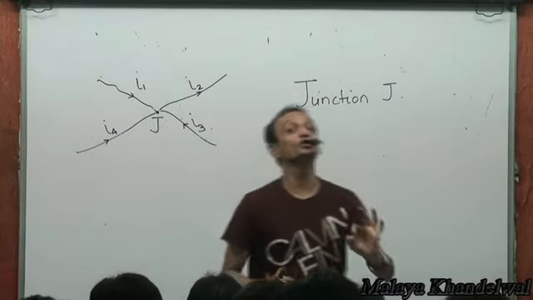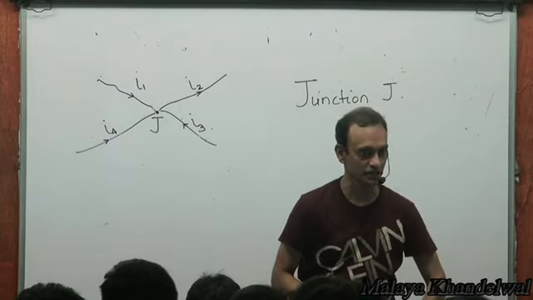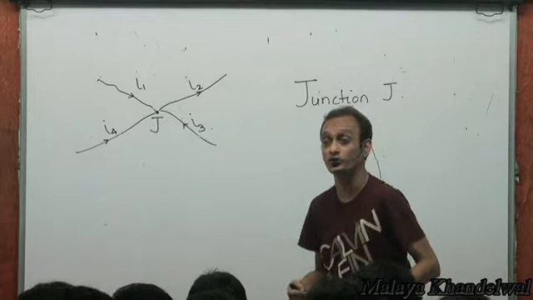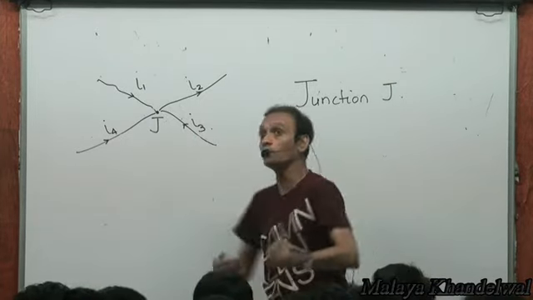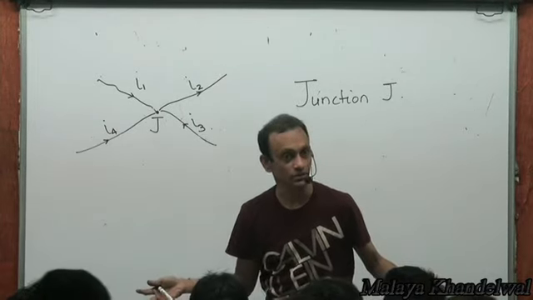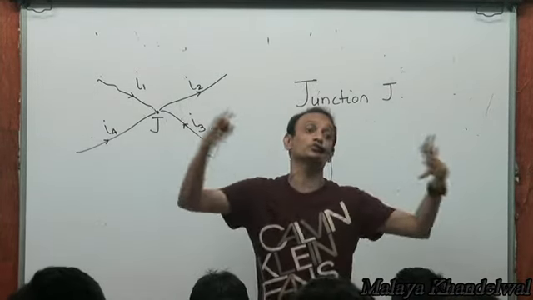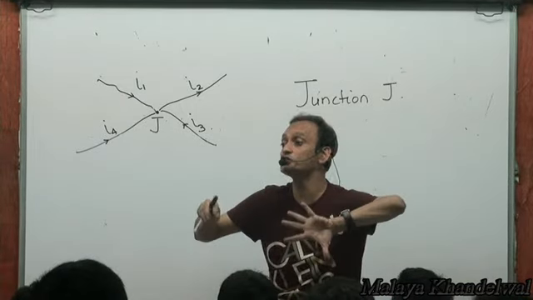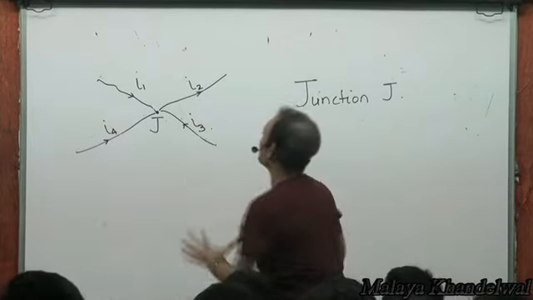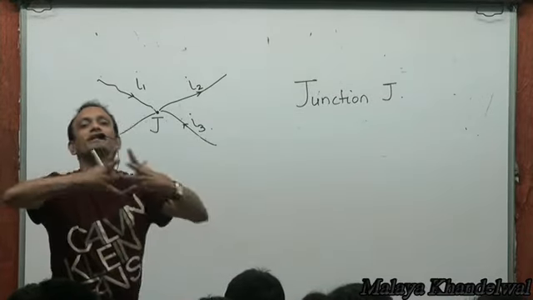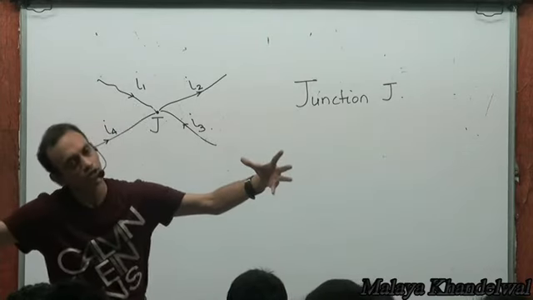But there is no accumulation of charge under steady state conditions. If there is no accumulation of charge at any point, that means all the current that is coming in must be equal to the current that is leaving the junction, right? That means the algebraic sum of the currents at the junction J must be 0. If I take all that is coming in as positive and all that is leaving as negative, then the algebraic sum of these currents must be 0.